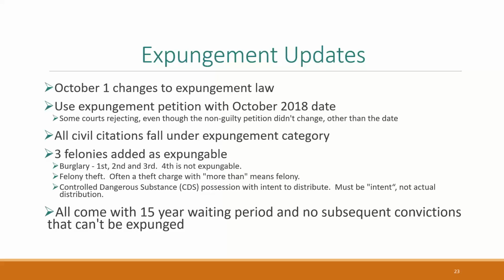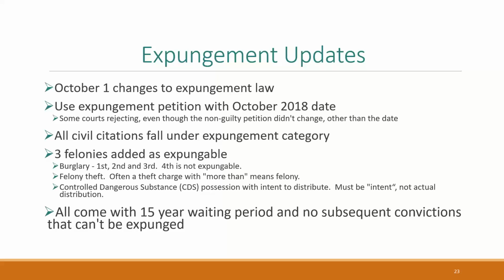Our rule of thumb is that if the charge says theft more than, and then an amount of money, that generally means that it was being charged as a felony at the time. And then drug possession with intent to distribute was also added to what could potentially be expunged. And it's important to note that that is possession with intent to distribute. It is not a charge for CDS distribution. So the actual act of distributing is a different crime than possession with intent to distribute. So it's important to double check what the actual charge was.